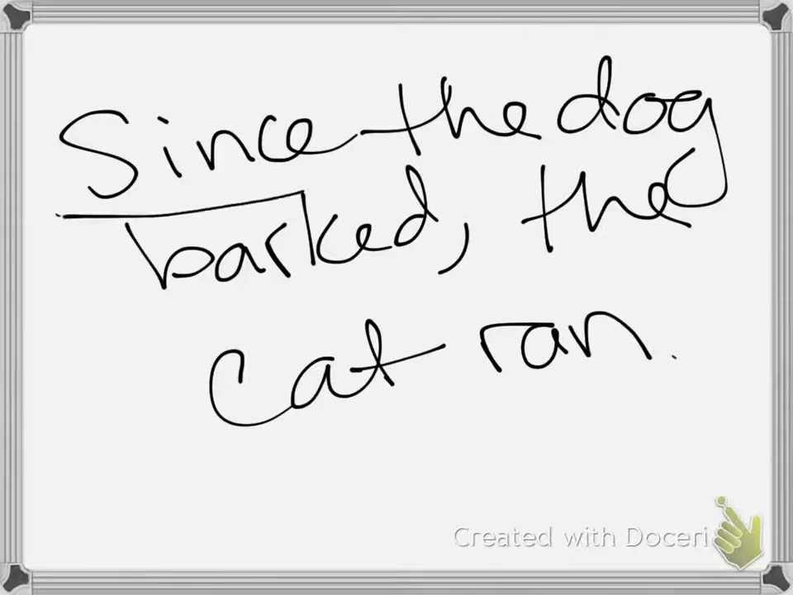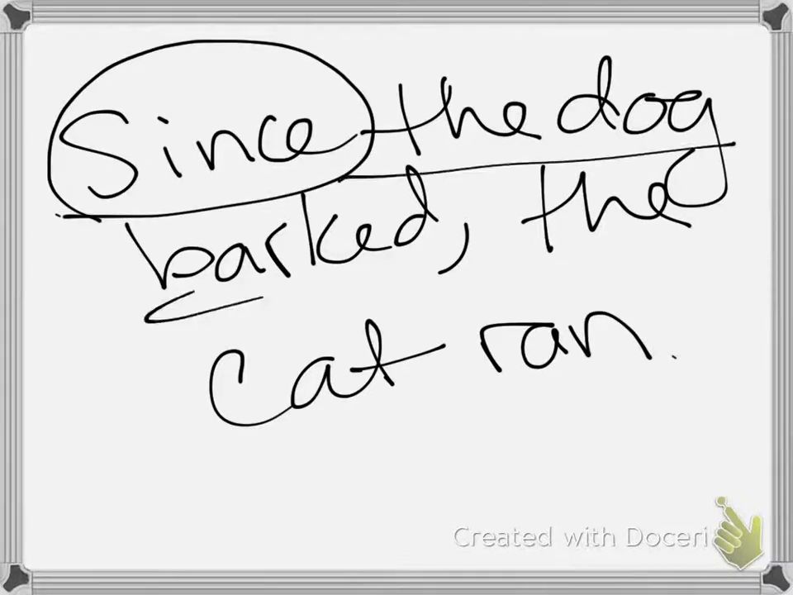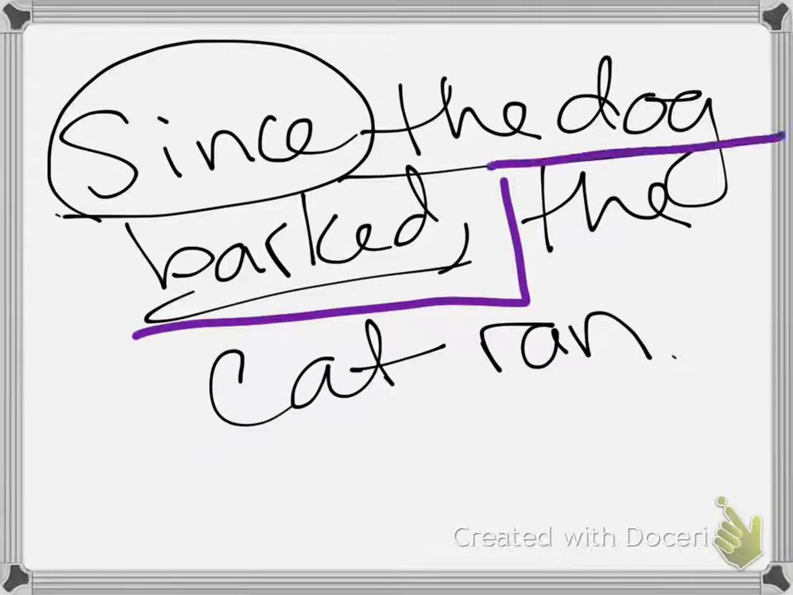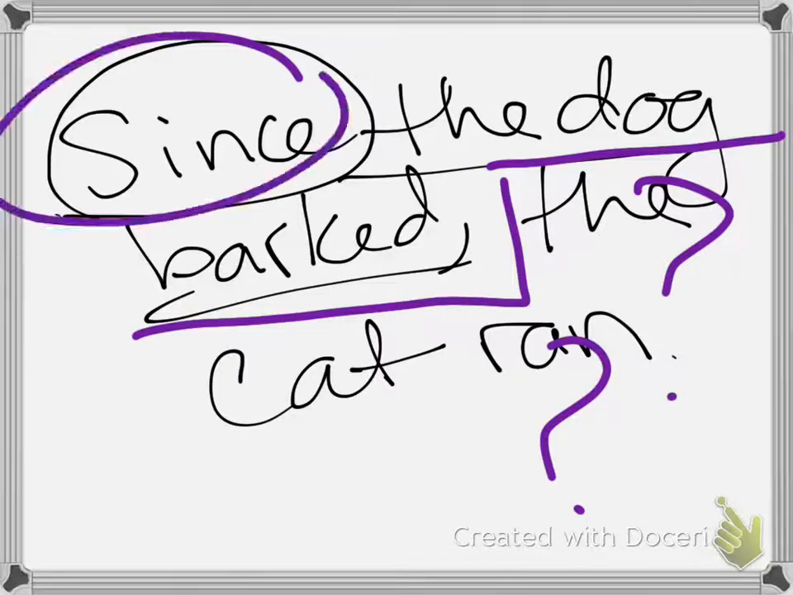Now we know that the reason why the cat ran is because the dog barked. But this part of the sentence could no longer stand by itself. Since the dog barked, what? That can't be by itself. It's not a complete sentence. We don't know what happened when the dog barked. So that's why adding a subordinating conjunction can fix a run-on sentence also.